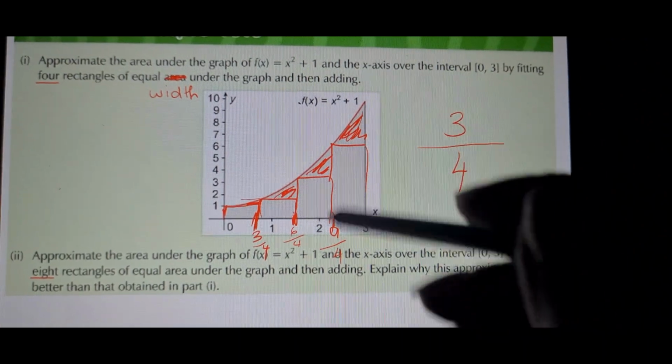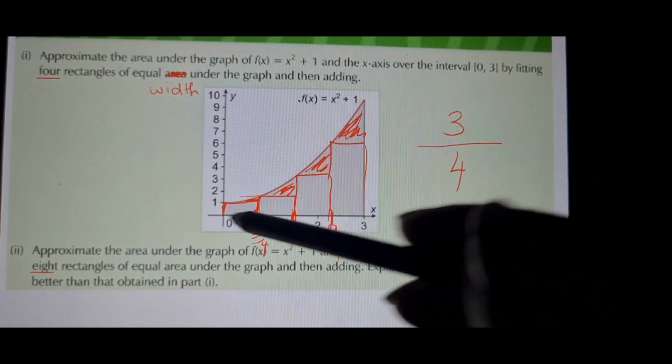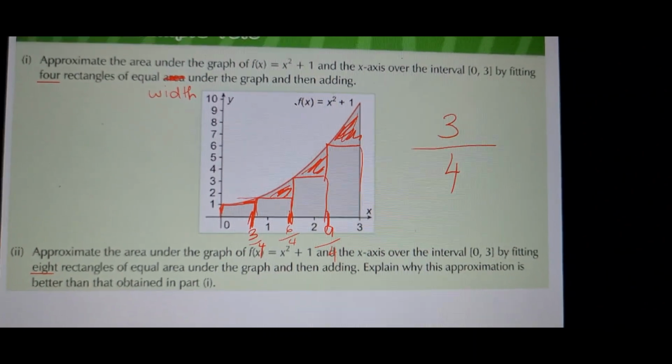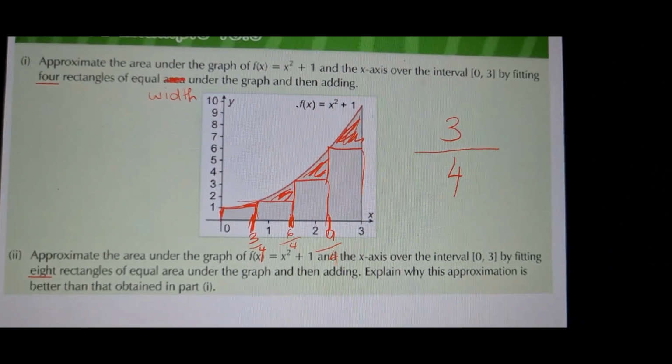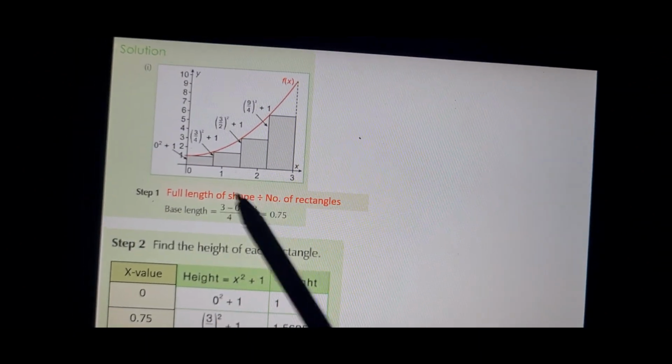You will then have all of the heights of each of the blocks, or you can call it the length of each block, and you're just going to multiply each of the lengths by the width of 3/4. And that will give you the area of each block, and then you just add your areas together. Okay, so here's the workings done.